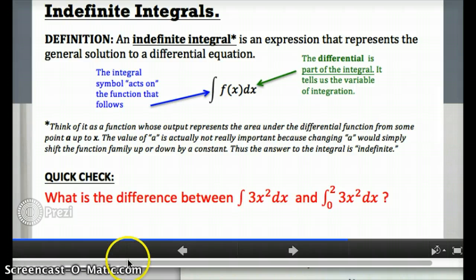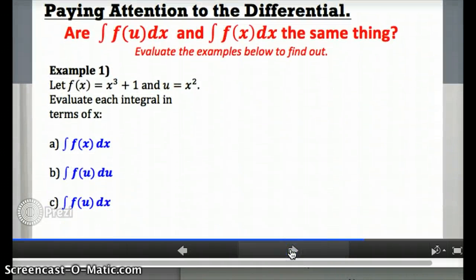The most important thing that I mentioned in class was to point out that this differential dx is part of the integral symbol, and you can't write an integral unless you also have a differential. We talked some more in class about what that differential means and the difference between, for example, a dx and a du. We noticed that you can only evaluate an indefinite integral if the variable inside your equation matches the variable of integration, which is the variable from your differential.